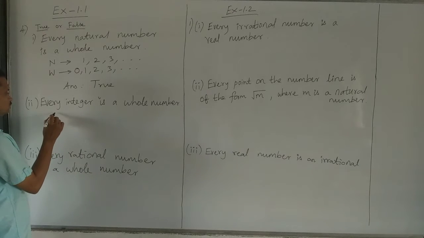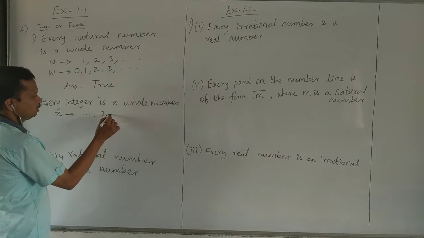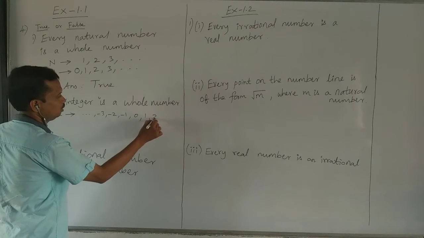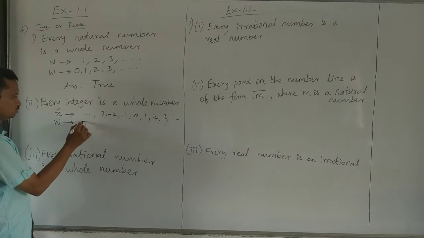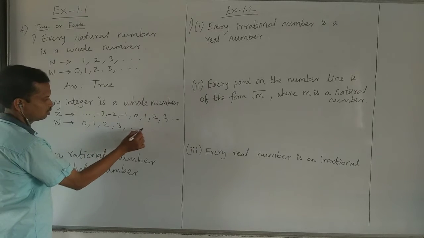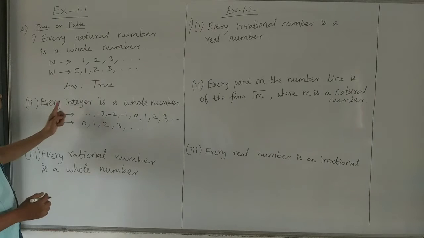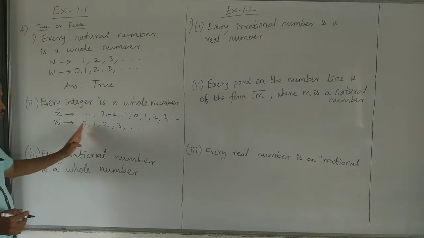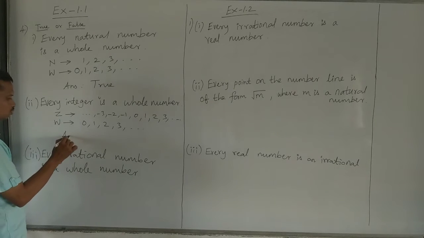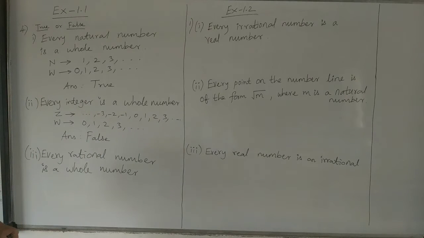And every integer is a whole number. So what is integer? Z is the integer, you know. So etc. minus 3, minus 2, minus 1, 0, 1, 2, 3, etc. So this is integer. And what is whole number? 0, 1, 2, 3, etc. So comparing these two, can you say, is it true or not the given statement? Every integer is a whole number. So integer, negative numbers are there. Whereas in whole number only positive. So the answer is what? False.